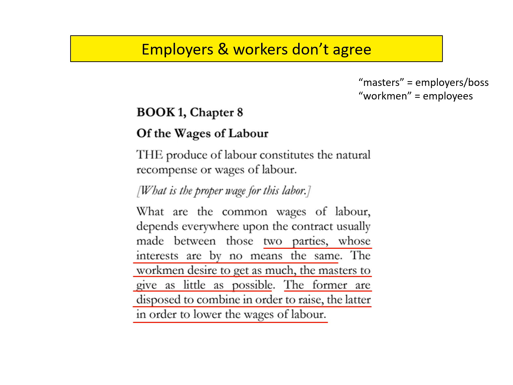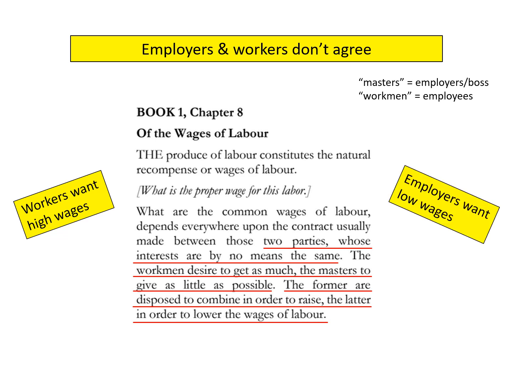The first thing that Smith does argue and is aware of is the fact that with perfect freedom, perfect liberty, employers and workers will not always agree with one another. He says that the two parties do not really have the same interests. The workers want wages to be as high as possible, but employers want wages to be as low as possible. So there will always be a conflict between employers and workers if there is complete freedom.